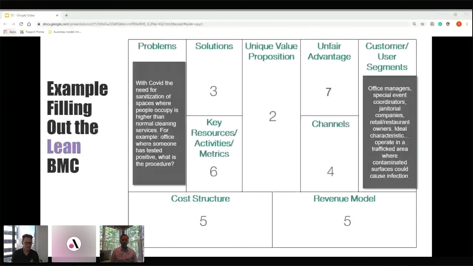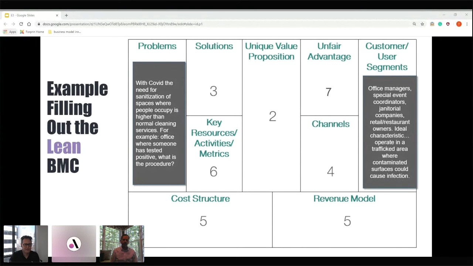And then who would need this? So the customer user segments might be office managers. It could be special event coordinators, such as for weddings. Maybe janitorial companies themselves, like current cleaning companies, could use this service to augment their own. Retail, restaurant owners. So anyone who operated in a high trafficked area where contaminated surfaces could cause an infection, and there was a high perceived value that you needed to overcome that.